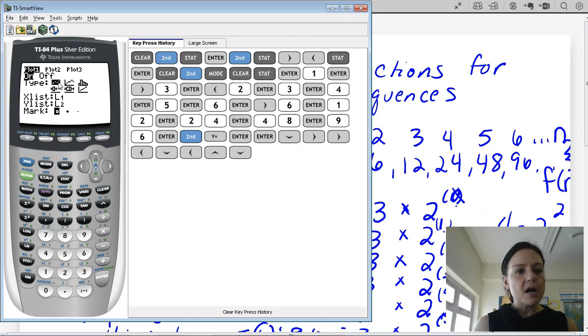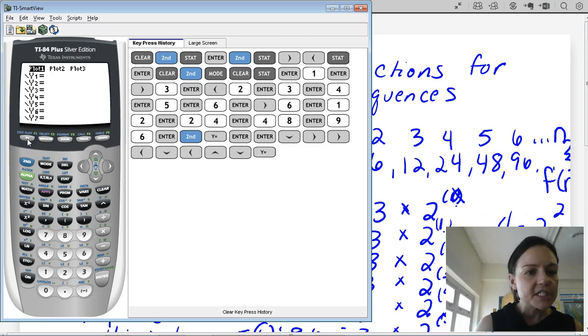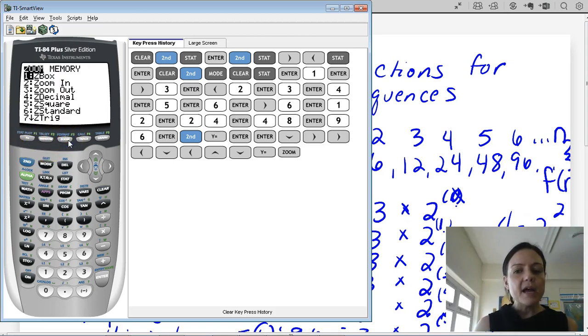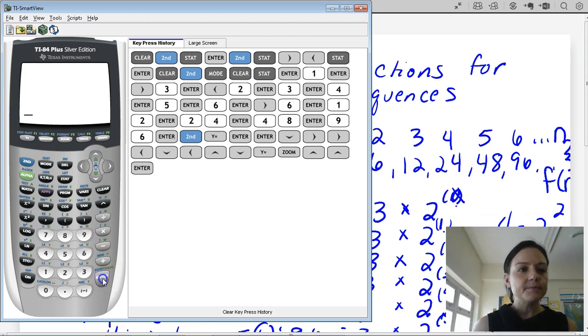And then we put our numbers into L1 and L2. If you put them into different lists, that's going to be different. And then there's a couple things I want to do. I want to check y equals first and make sure it's clear so I don't get messy graphs and a graph on top of a graph. And then we're going to do zoom. And whenever I use lists or the stat button, I always do zoom stat, which is the 9. Okay, and there's our graph.